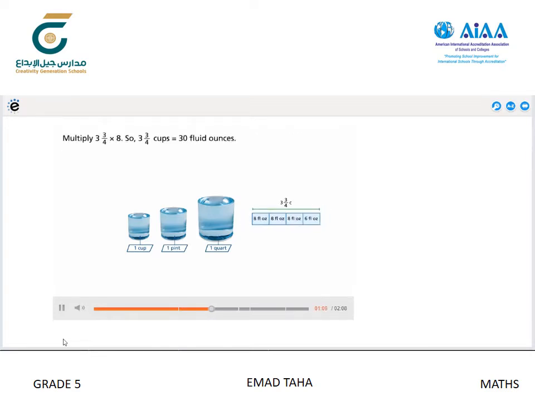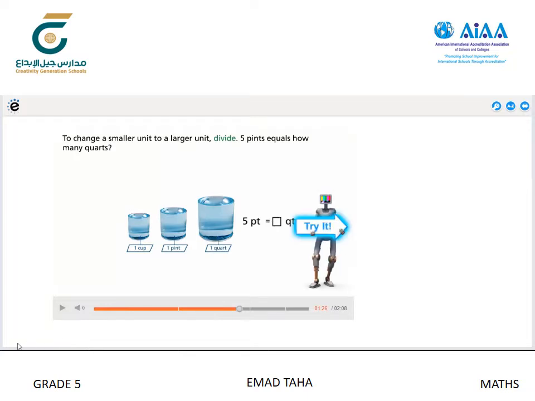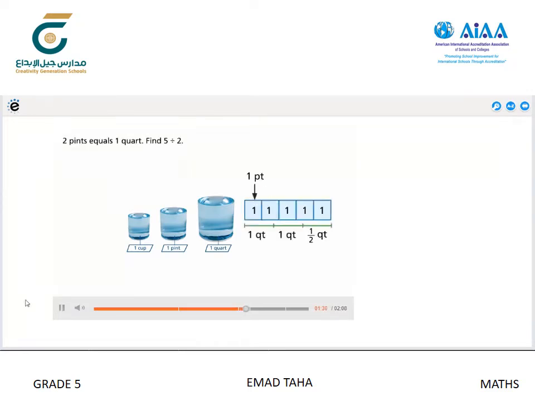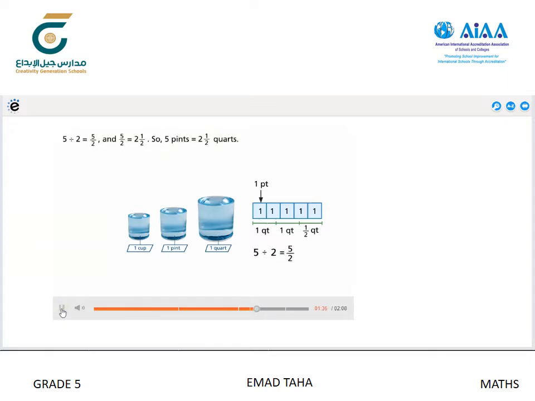Multiply 3 3/4 times 8. So 3 3/4 cups equals 30 fluid ounces. To change a smaller unit to a larger unit, divide. 5 pints equals how many quarts? 2 pints equals 1 quart. Find 5 divided by 2. 5 divided by 2 equals 5 halves, and 5 halves equals 2 1/2. So 5 pints equals 2 1/2 quarts.